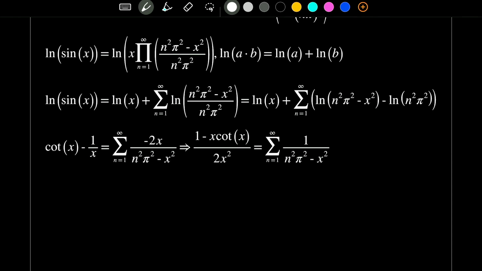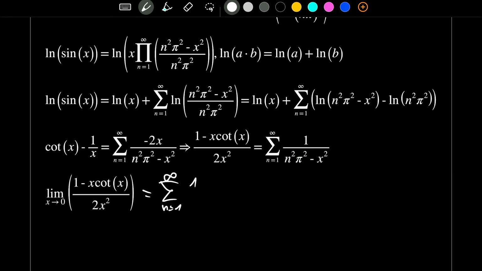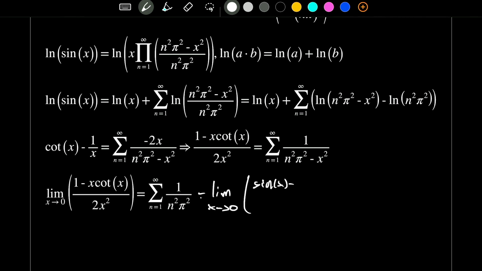So let's see what this actually looks like. We're going to get the limit as x approaches 0 of 1 minus x times cotangent of x, divided by 2x squared. And that should be equal to the sum from n equals 1 up to infinity of 1 over n squared times pi squared. Now, rewriting this first part of the equation, by multiplying both the denominator and the numerator by sine of x, we can get the limit as x approaches 0 of sine of x minus x times cosine of x, divided by 2x squared sine of x.